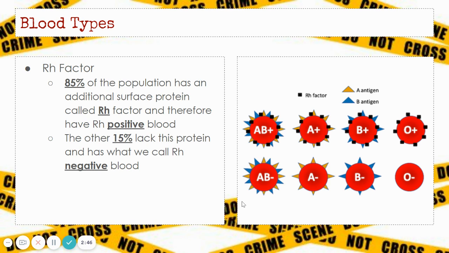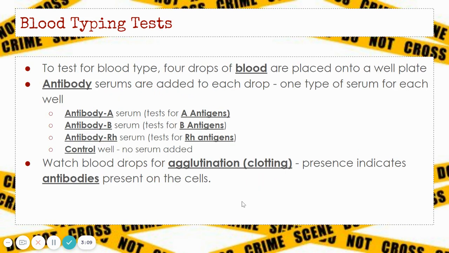In addition to the ABO system, we also have what's called the RH factor. This is where we get those 4 additional blood types, so 8 total. About 85% of the population has an additional surface protein called RH factor, and we call them RH positive. The other 15% do not have that protein, and they're what we call RH negative. So again, just a different type of surface protein on those blood cells.